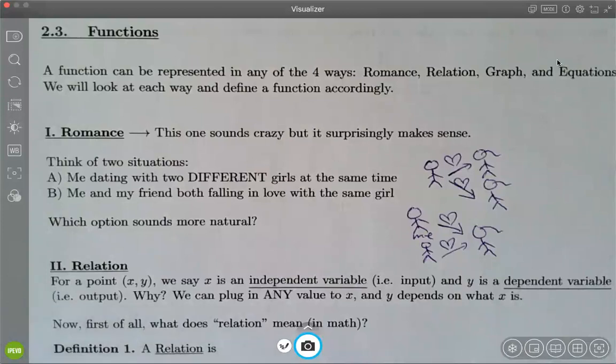Okay, so between these two situations, which one is better? Better means causes less trouble.